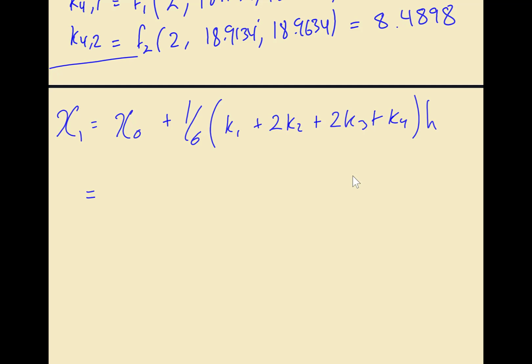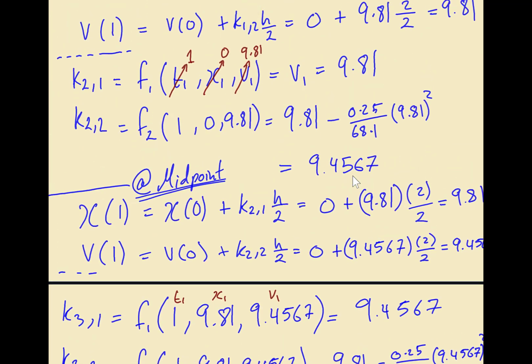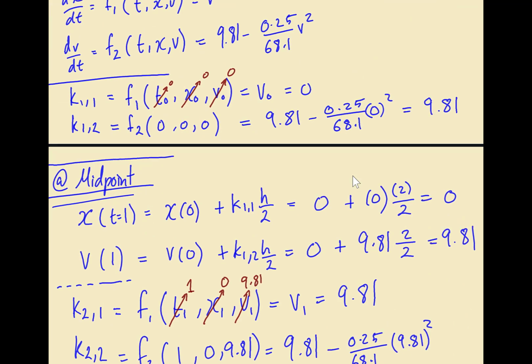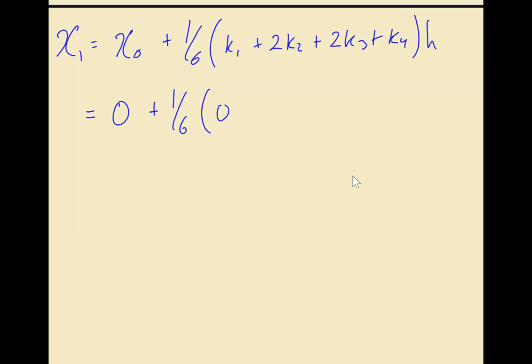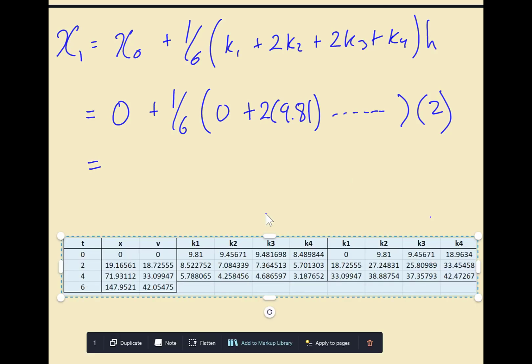Okay, so in here, x0 was 0 plus 1 over 6. K1 was 0, I think. K1,1, right? K1,1 is 0. K2,1 is 9.81. And you guys get the point, okay? We just plug them in, multiply by h, and then you would get the value, all right?